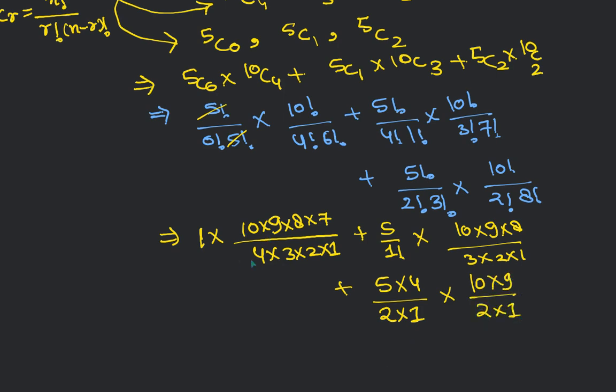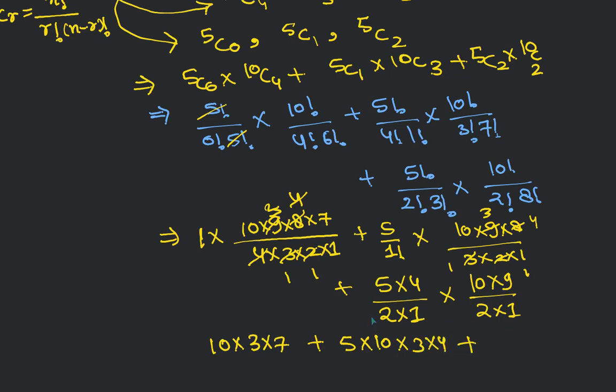Let's try to solve it. So 3 times 1 is 3, 3 times 3 is 9, 2 times 1 is 2, 2 times 4 is 8, and 4 and 4 will cancel. So we are getting here 10 times 3 times 7. Then in the next step, 3 times 1 is 3, 3 times 3 is 9, 2 times 1 is 2, 2 times 4 is 8. So we are getting here 5 times 10 times 3 times 4. Then in the next, 2 times 1 is 2, 2 times 2 is 4. We are getting 10 here, 2 times 1 is 2, 2 times 5 is 10. We are getting 45.